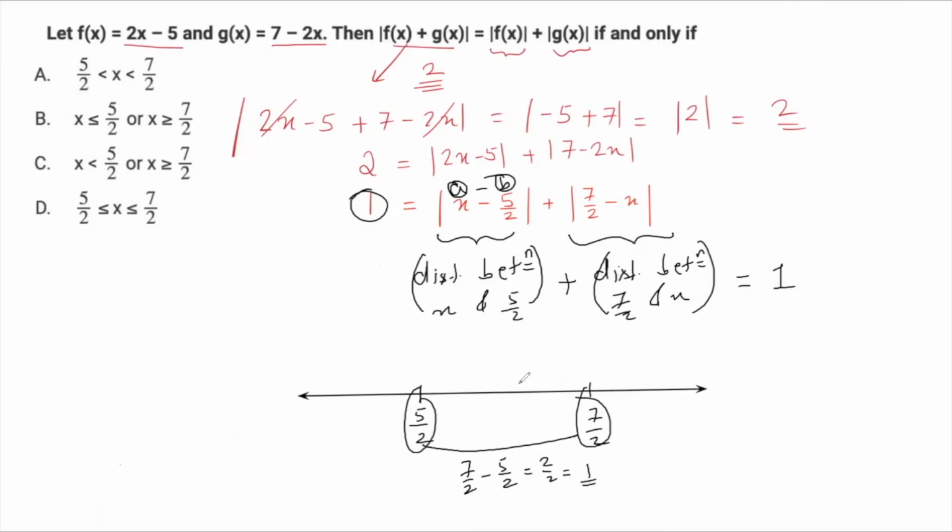So if I take any value of x in between these two, the sum of the distances from 5 by 2 and 7 by 2 will always remain to be 1, right? So if I take this distance as a, this distance as b, a plus b is 1 only. If I take suppose x here in this particular place, if I call this distance as L and this distance as M, L plus M is also 1, right? So x has to lie between 5 by 2 and 7 by 2 for that matter. Also, x can be equal to 5 by 2 or 7 by 2 also.